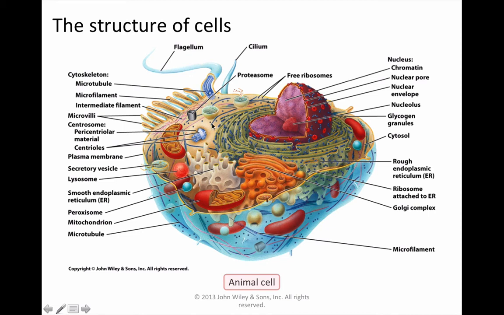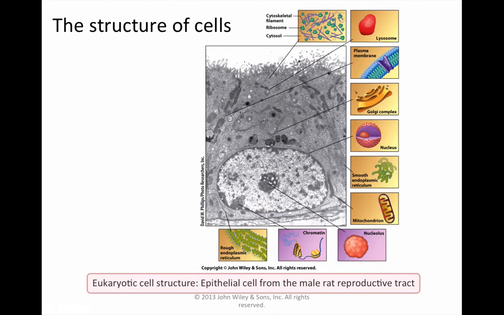centrosomes. We're not going to need to know all of these structures, but you do need to know the differences between animal cells, plant cells, and bacterial cells. So know a few differences between these and how to tell them apart. So this is sort of the basic structure of a cell. And this is a eukaryotic cell, and it's an epithelial cell, which is found in the male rat reproductive tract.